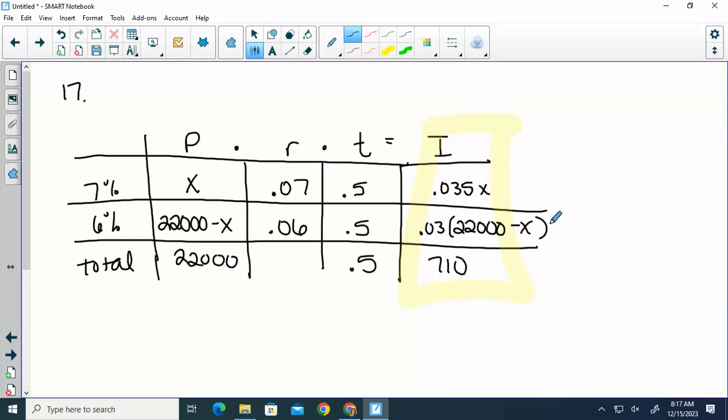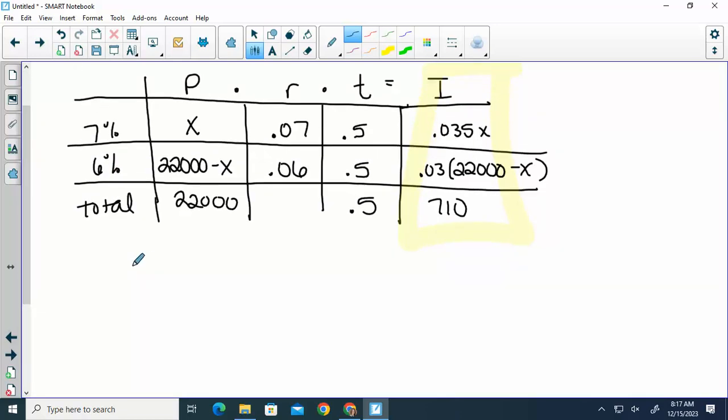All right. Now what? Take 0.035x plus 0.03 times 22,000 minus x is equal to 710. And it's always the first one plus the second one equals our total one.